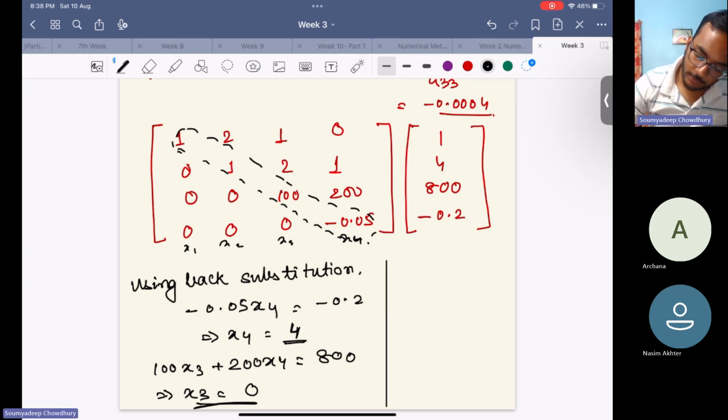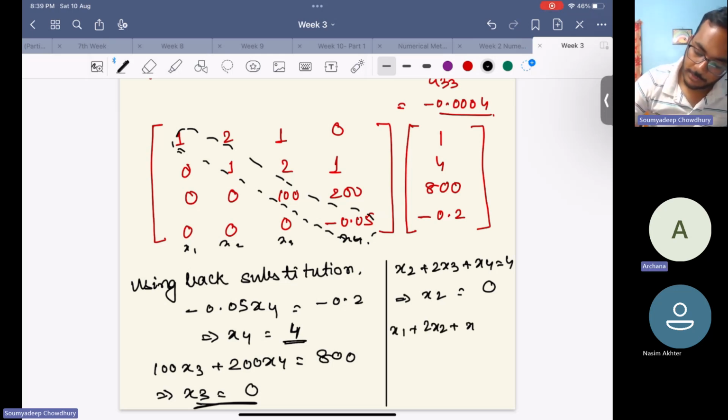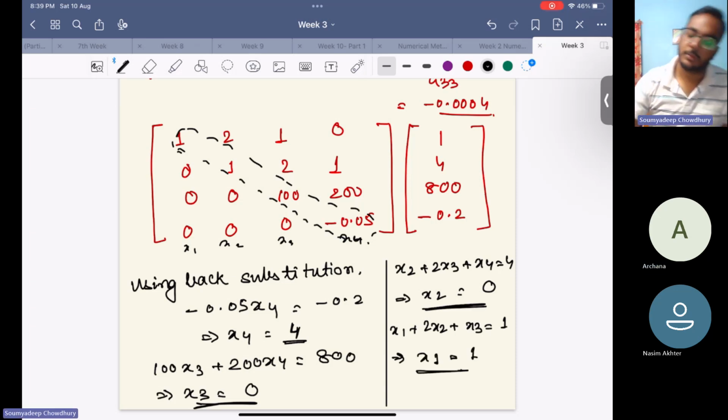Similarly, from the second row, can you tell me what is the equation? x2 plus 2x3 plus x4 equal to 4. From that, we will get x2 also equal to 0. And the first equation is x1 plus 2x2 plus x3 equal to 1. From that, we will find out x1. So your solution is obtained.